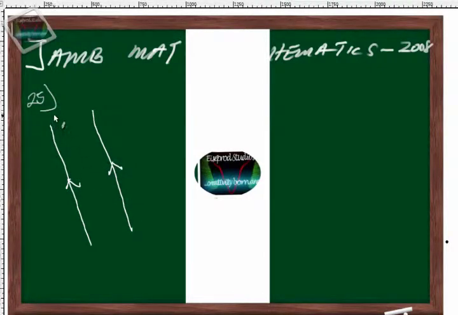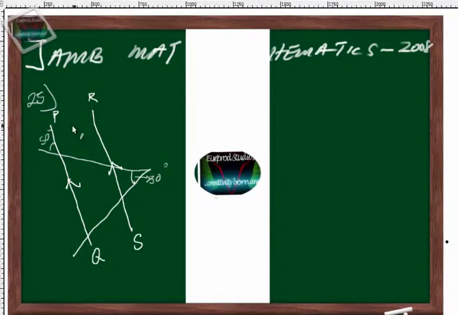So we have PQ and we have RS, and then we have a line cutting across them like this, and another line cutting across them like this. And this angle, according to the question, is 30 degrees, and then this angle is 50 degrees.